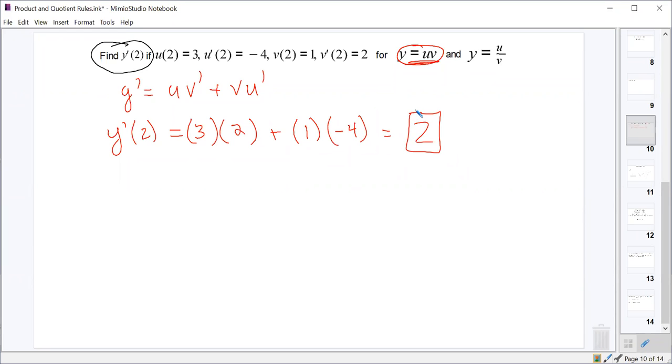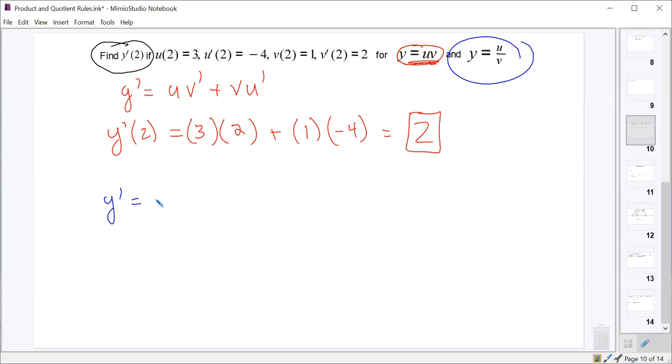If you've never seen this question before and you sit down to the AP test and look at it, it might look a little confusing because they just give you all this information. But once you realize that, oh, it's just using the product rule, well, that's pretty straightforward then. So what if we were using y is equal to u divided by v? What would y prime be?